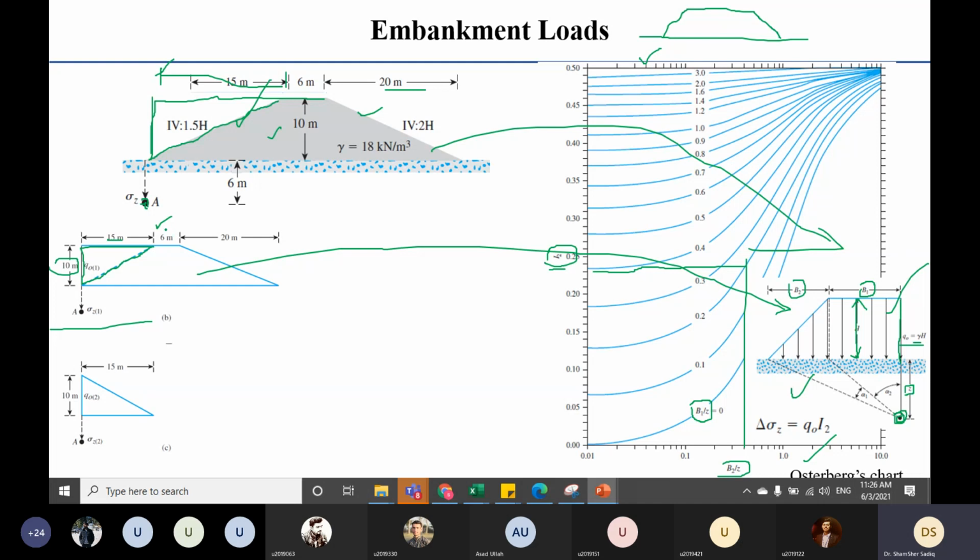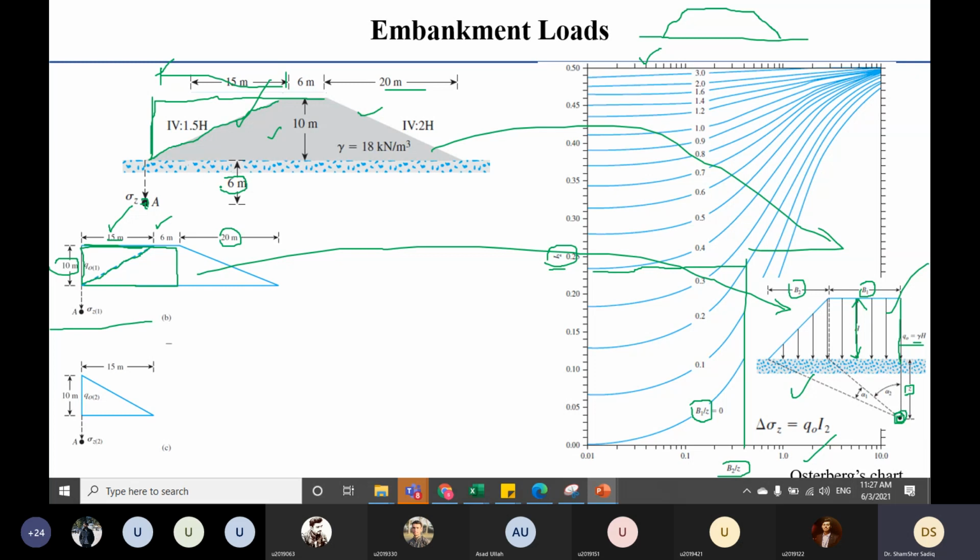अब अगर आप ये देखें तो कौन बताएगा कि व्हाट इज द B1 in this diagram. B1 is basically this. So 15 plus 6 is 21. B1 is 21. And what is B2? B2 is 20. Okay, and what is Z? Z is basically 6 meter, which is given to you.